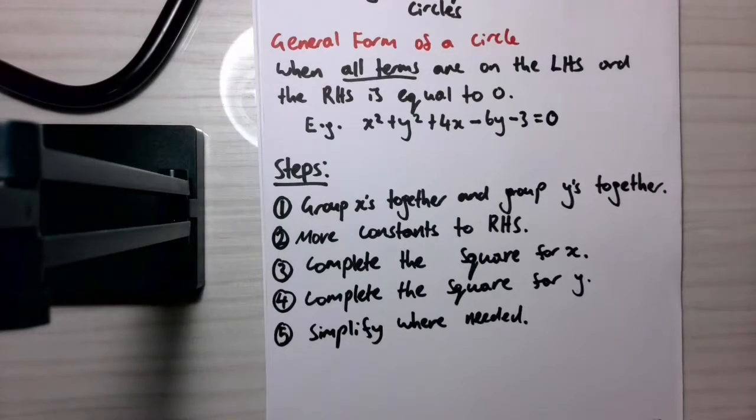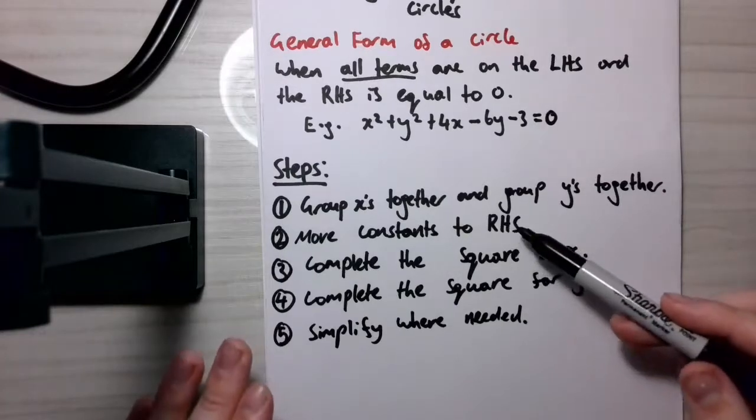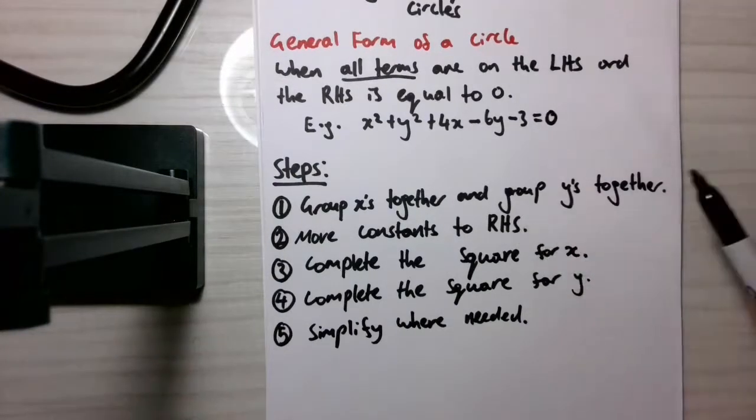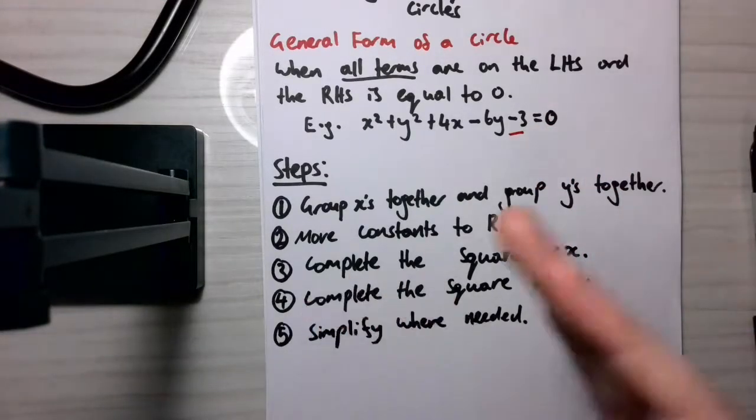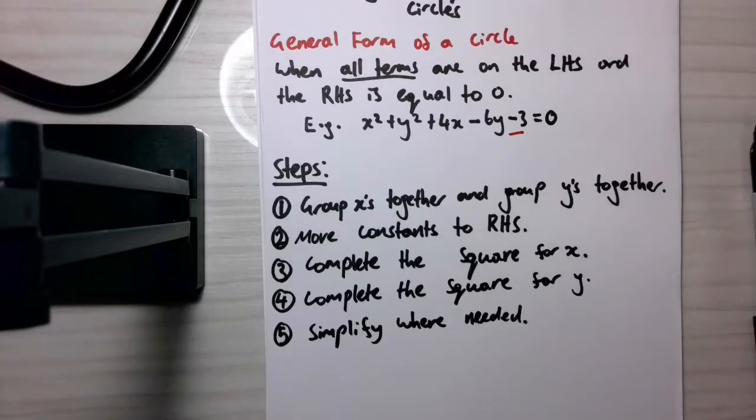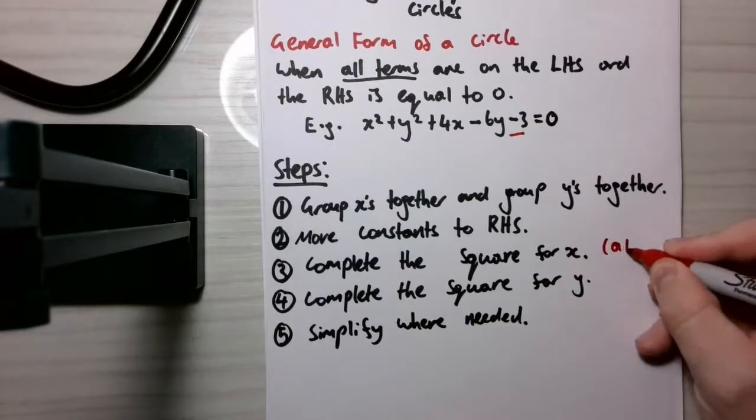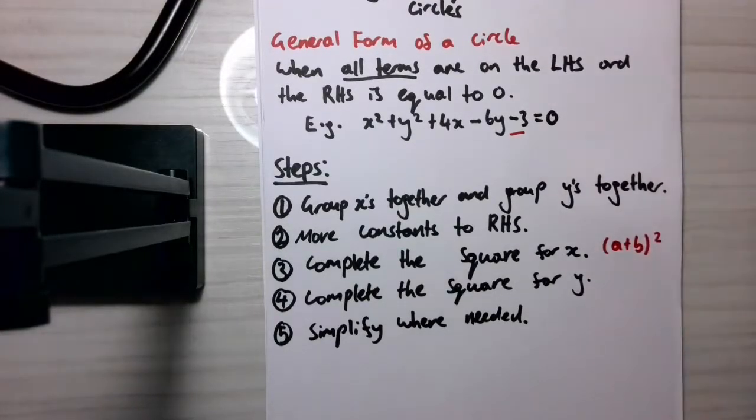After that, we want to move any constants to the right-hand side, and remember a constant is anything that doesn't have a variable attached. For example, in this equation, the minus 3. So we're not going to have it equal to 0 anymore. Then we're going to complete the square for the x term. Completing the square means we're trying to end up with a perfect square, something in the form of a plus b all squared, just as a bit of a refresher.